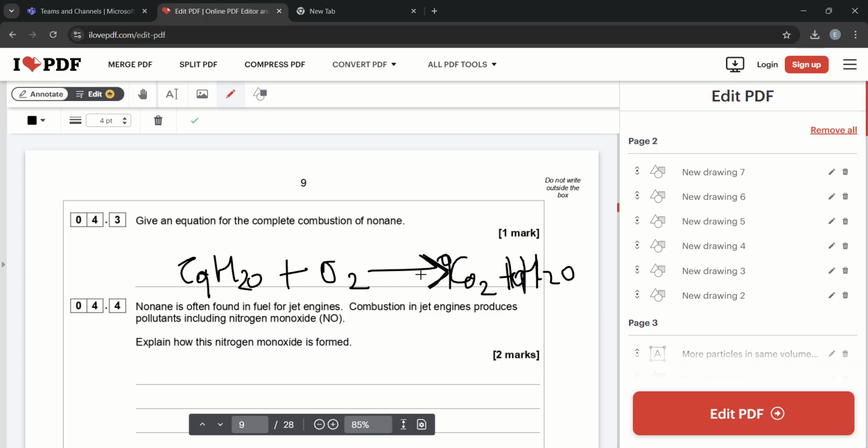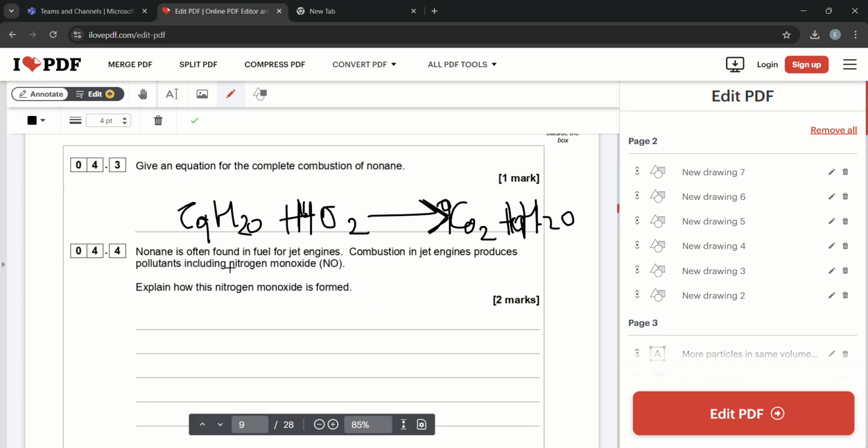Just balancing out how many oxygens we have. 18 plus 10 oxygens, we have 28, so it has to be 14 here. The left hand side, 14 times 2 will be 28. So C9H20 plus 14O2, arrow 9CO2 plus 10H2O.